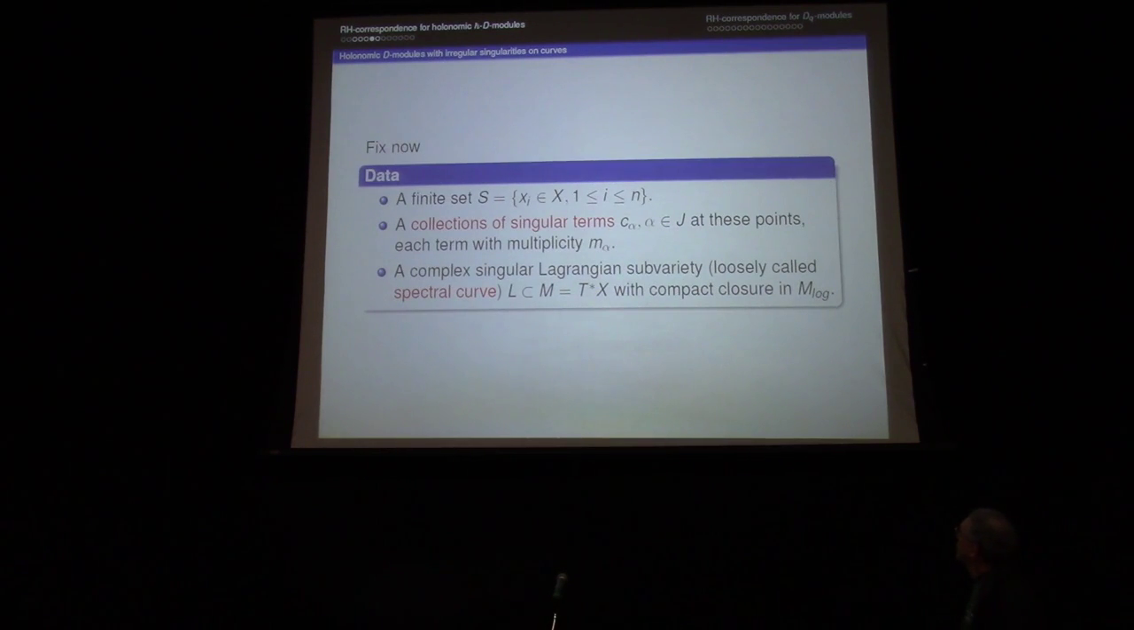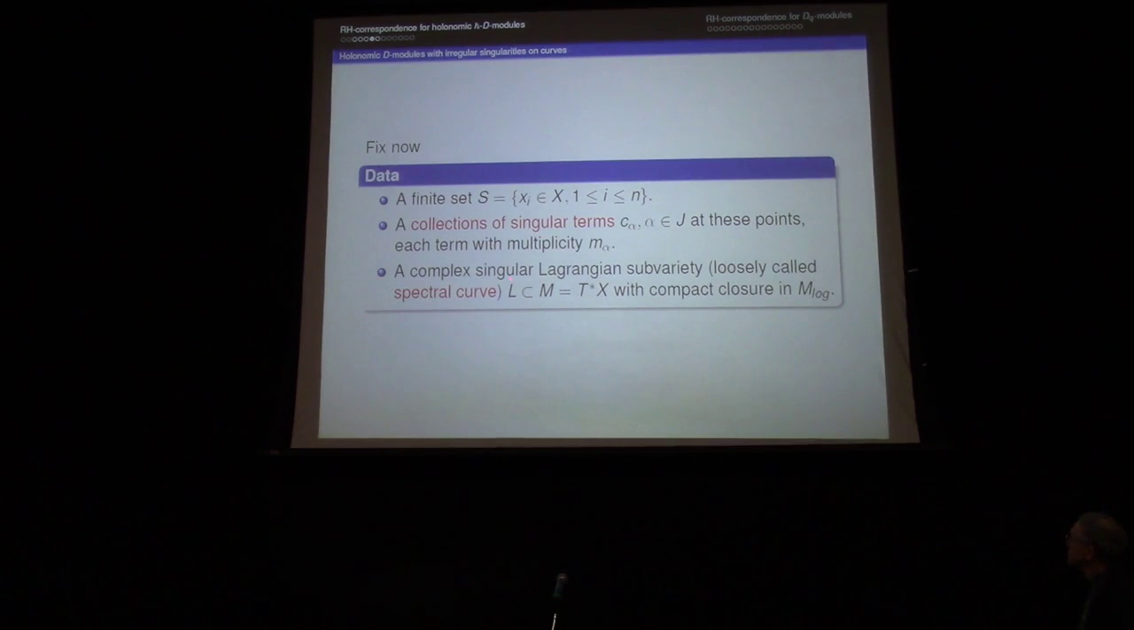All right, so in order to formulate the Riemann-Hilbert correspondence, let me repeat again. I start with a finite set of points, a collection of singular terms with multiplicities, and also, since I would like to do everything in families, I fix a spectral curve, a possibly singular complex Lagrangian subvariety in general in higher dimensions.